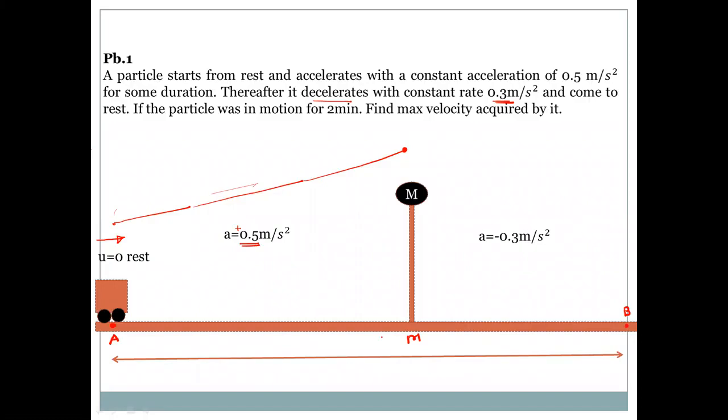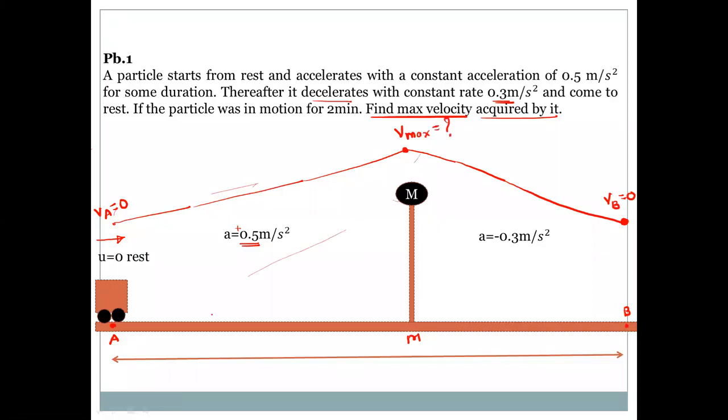For the A to M motion, there is a positive acceleration, so velocity is increasing. After this point, velocity will decrease, and finally at this point its velocity becomes 0. So VB is 0. VA, the initial velocity, is also 0 because the particle is at rest at the starting point. At point M, the particle will have the maximum velocity. The question is to find the maximum velocity acquired by the particle. We can represent this as Vmax, and that is to be determined.